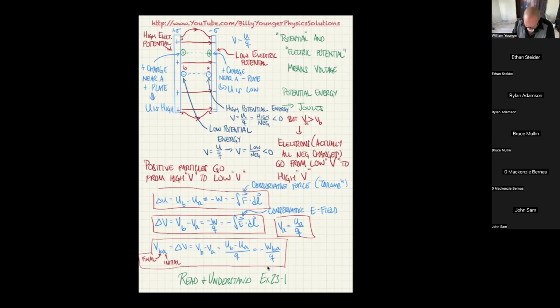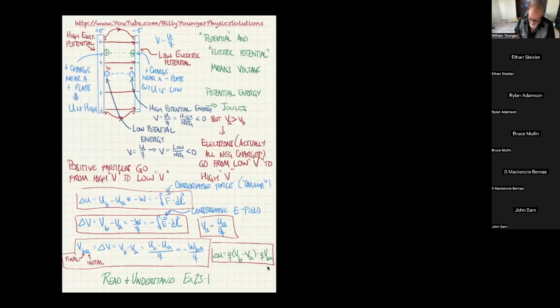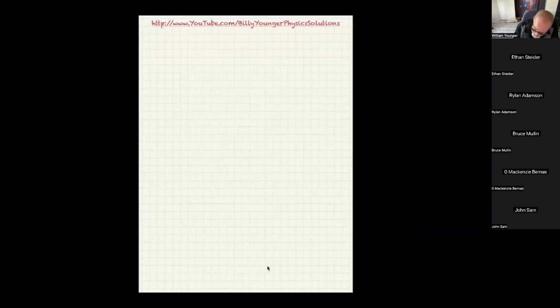Another thing that this last equation tells you is that delta U is equal to, let's do this, Q times (V_B minus V_A), which equals Q times V_BA. So this is yet another version of the equation that comes in handy. And specifically, the reason I'm doing that is I want you to know of a new unit. So now that we have that equation, delta U is equal to Q (V_B minus V_A).